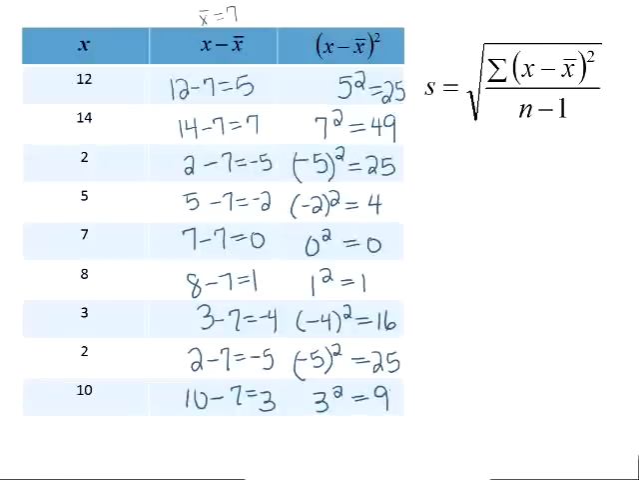Now in our formula, if you look over here on the right hand side for the sample standard deviation, we need the sum of all the deviations squared. That's going to be the sum of this third column. So on this third column, let's find the sum of that entire column. And that sum is going to be equal to 154. That will be the number that we plug into the formula for sample standard deviation.